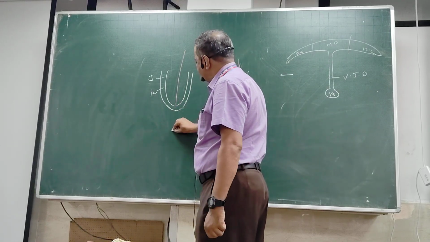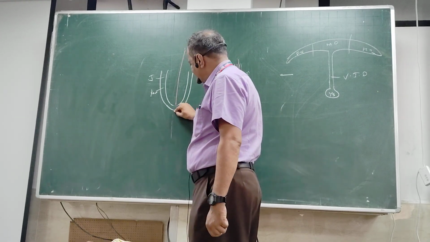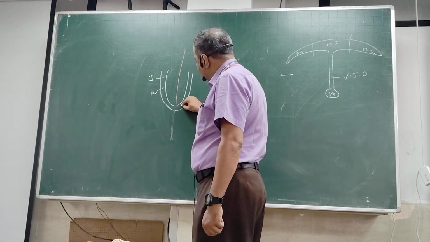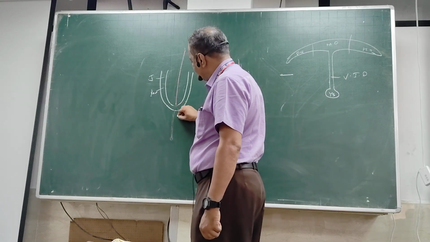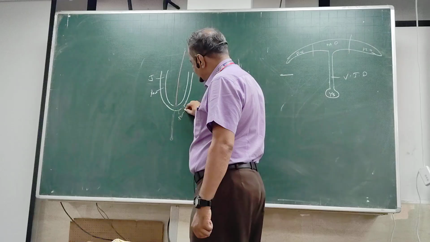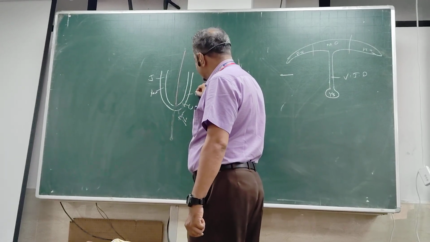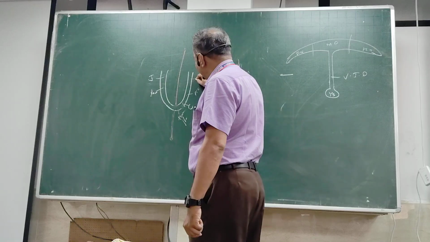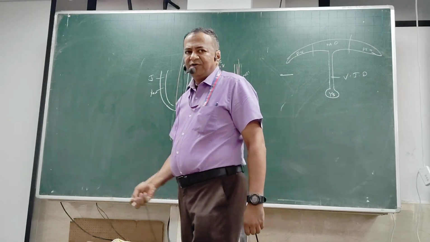Now here is our vitelline duct. Terminal ileum is here. Then here is cecum. Then ascending colon. Then the right 2/3 of transverse colon.